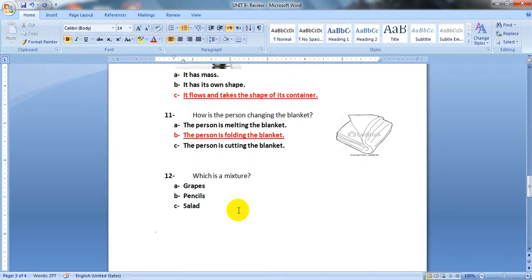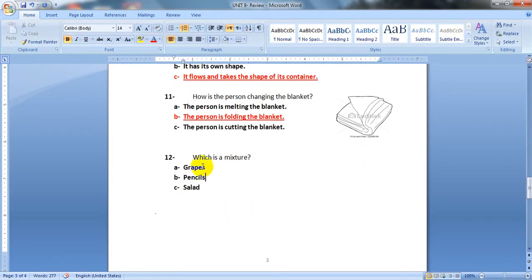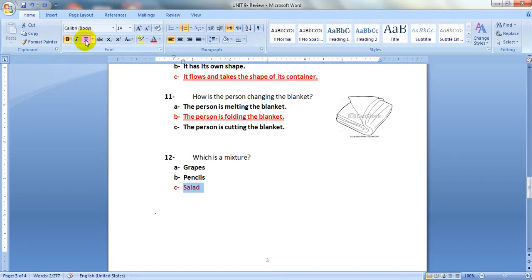The next question, 12. Which is a mixture? Grapes, when you put grapes all from one kind together. Pencils, also all of them the same kind. Or salad, which have 2 or more kinds of matter, will make a mixture. Of course it will be salad, because a mixture is a mix of 2 or more kinds of matter.